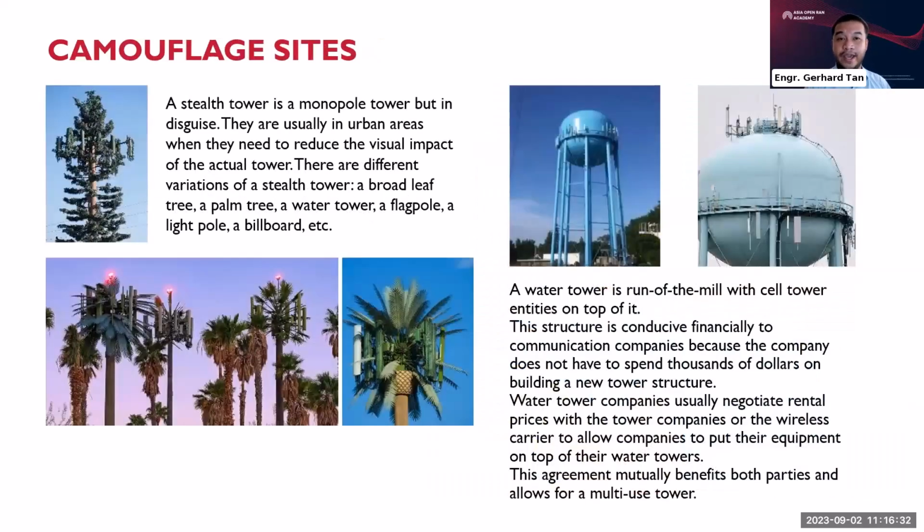And then we also have camouflage sites. There's one in McKinley, in BGC, going to EDSA. You can see a palm tree there, but the leaves are falling already. So it needs to be recreated again so that it will look like a palm tree. But these are the deployments, especially in areas where they're strict with the aesthetics of the environment.